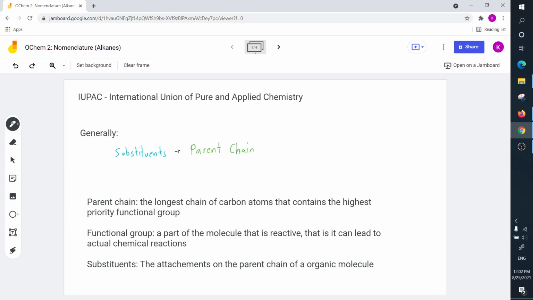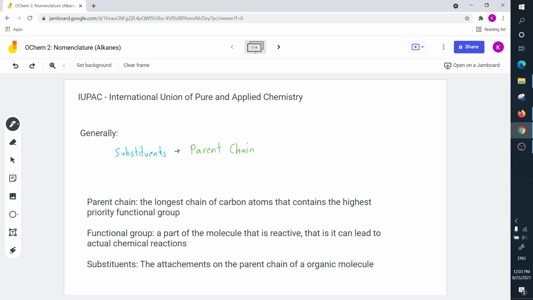So, let's go on definitions first. What is a parent chain? A parent chain is the longest chain of carbon atoms that contains the highest priority functional group. A functional group is a part of the molecule that is reactive. It can lead to actual chemical reactions. You can have many of these in a molecule, but the parent chain is the one that includes the highest priority. We'll talk about all of this in another video, so let's focus on alkanes, which has no functional groups.